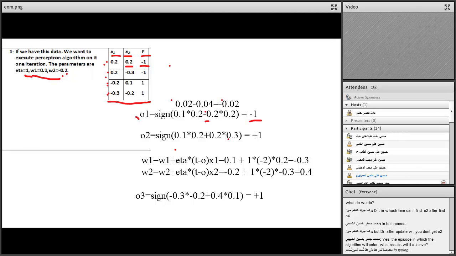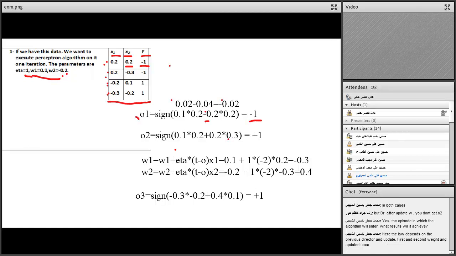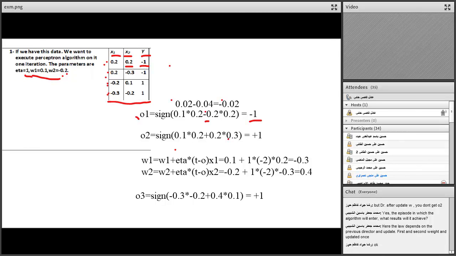If in the second data, in our example, we updated the weights, we have to check the third, the fourth, and the first data. If it is okay for all of that data, we stop. You understand this? For each data you update the weights, you have to check the other data. If all of them are okay, you stop.